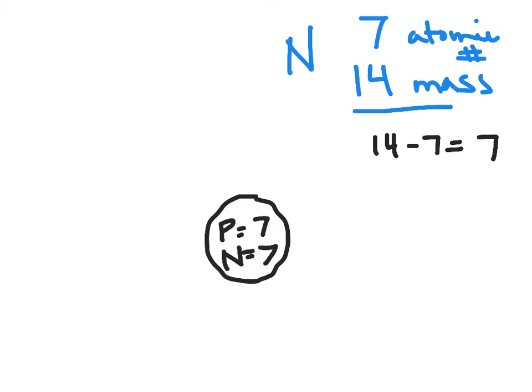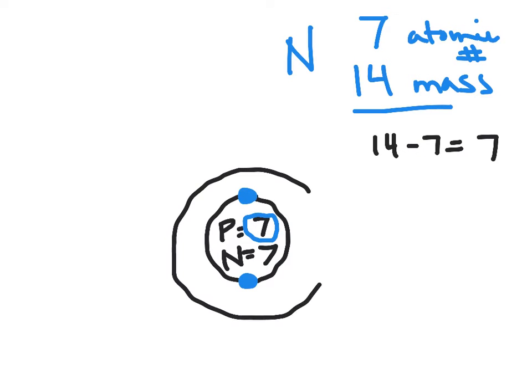Now I need to look at the outside shells. So I had talked about the first shell holding 2 electrons. So if you recall, the number of protons is the same as your number of electrons. So that means there's going to be 7 electrons. So in my first shell, I can fit 2 electrons. So 1 there, 1 there. That means I need 5 more electrons.